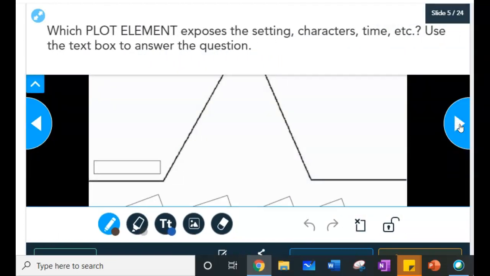Okay, so now you have an activity, and I know that it's really hard for you to see this, and I apologize for that. But as you're doing it on your own, maybe it'll be easier to see the elements. All you're doing for this activity is answering this question: which plot element exposes the setting, characters, time, etc.? Right? And you're using that text box. You can type. You can use the text box feature.